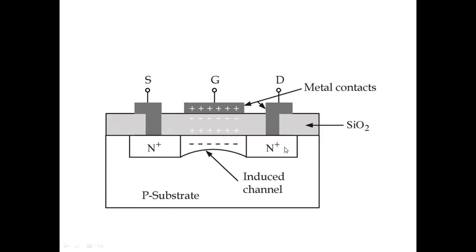A thin layer of silicon oxide is grown over the surface of the structure as shown in the figure. This one is the silicon oxide. It is an insulating material. Silicon oxide is an insulating material. It is laid on this P type substrate, the entire P substrate.